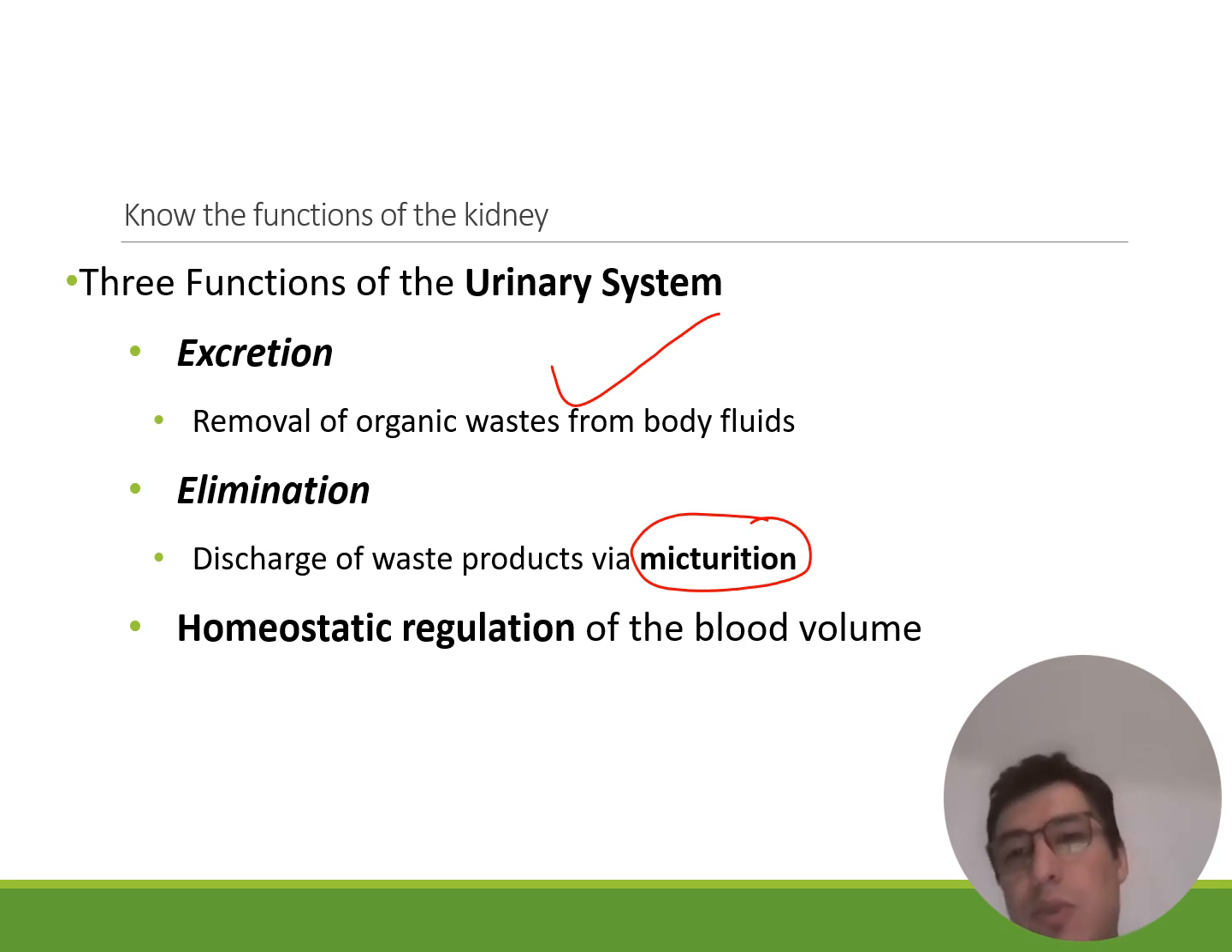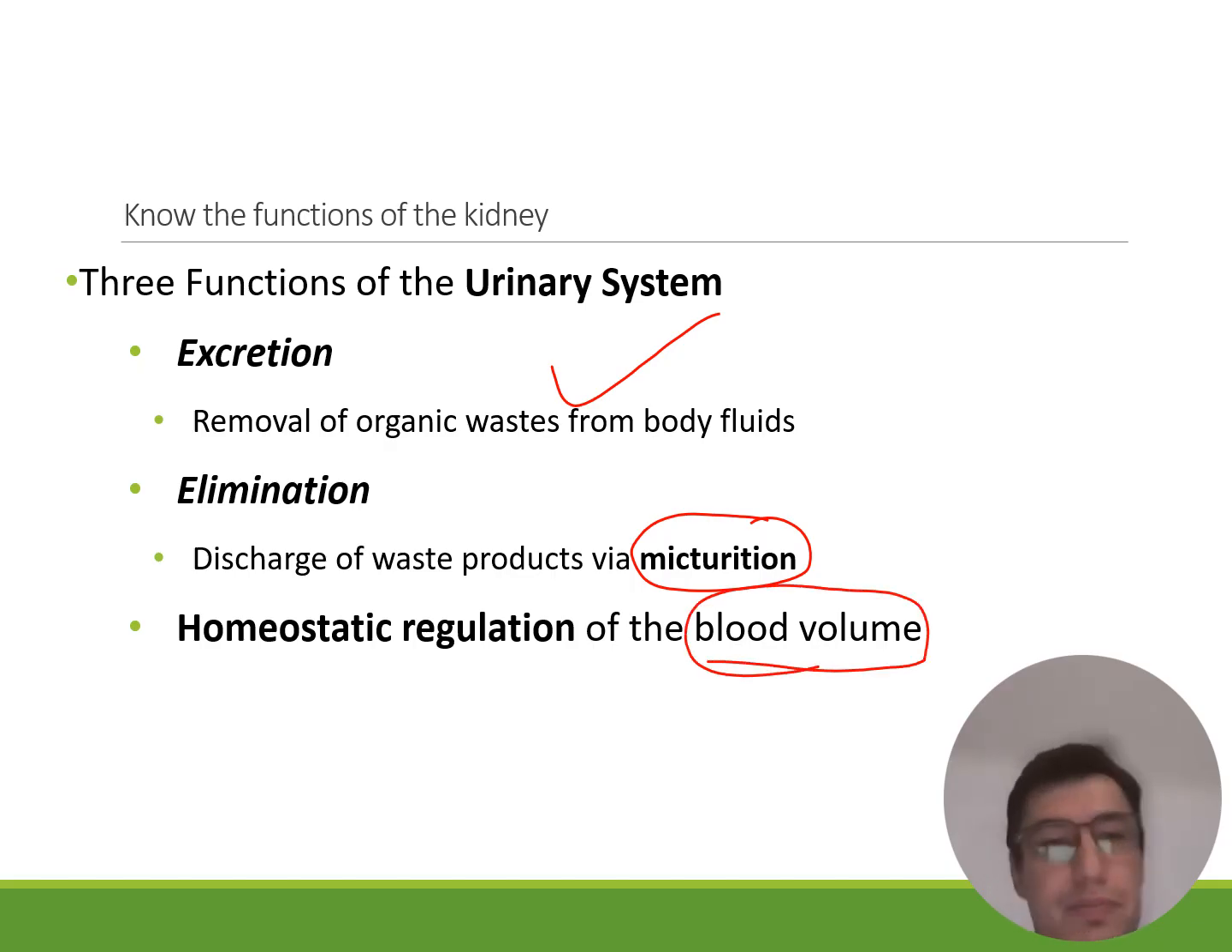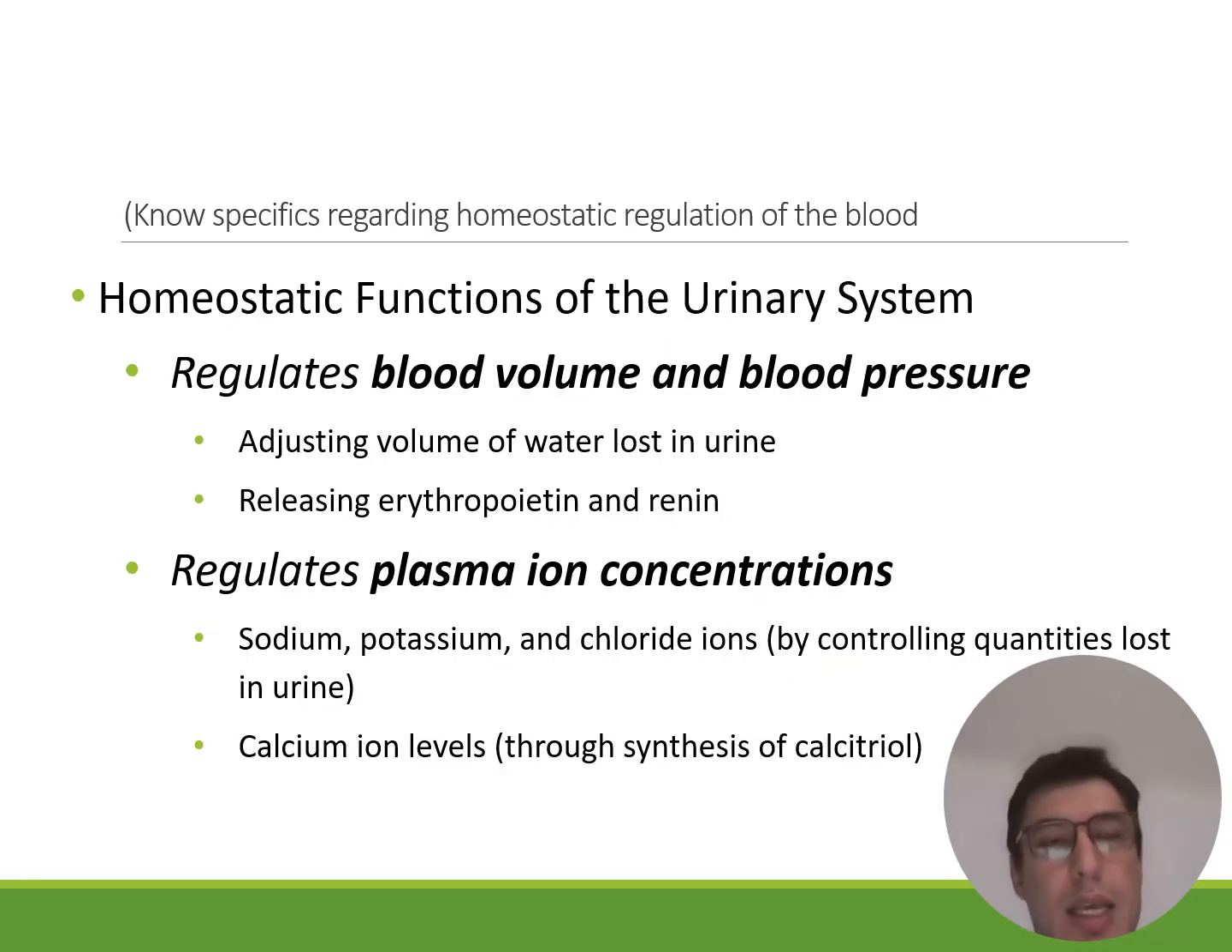And the urinary system will also regulate the amount of a volume of water that is being absorbed or excreted so that we can have appropriate blood pressure. And that is what this is related to, blood volume. Know the specifics regarding homeostatic regulation of blood, and that is blood and blood volume. So we have a couple of tools within the kidneys to help with this homeostatic regulation. So one is blood volume and the other one is blood pressure.